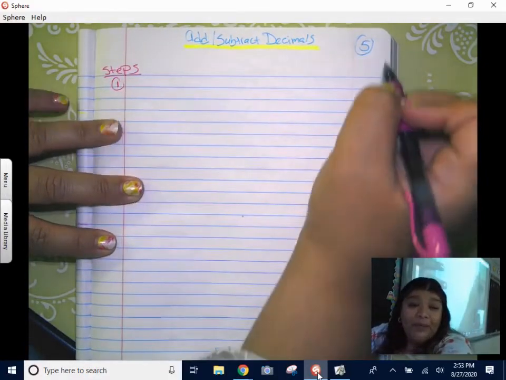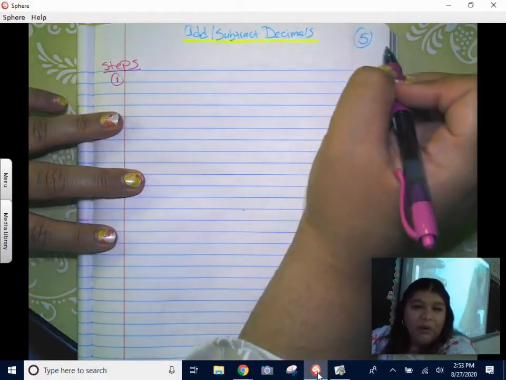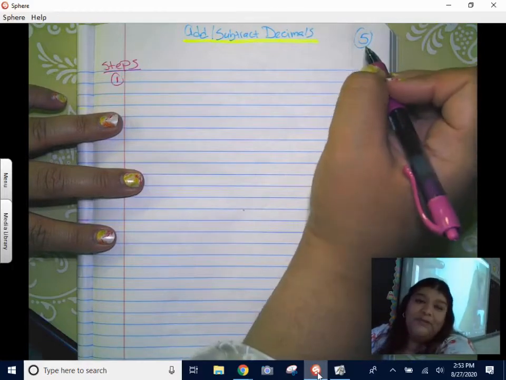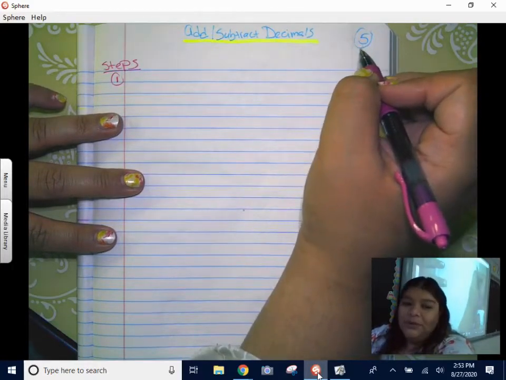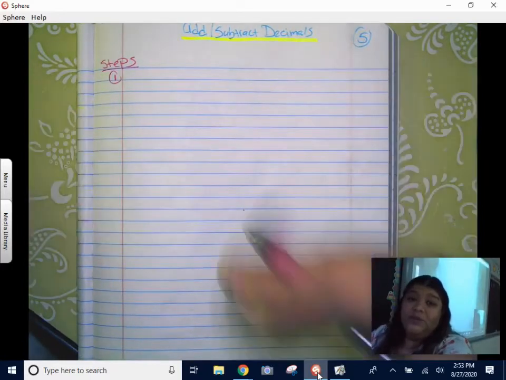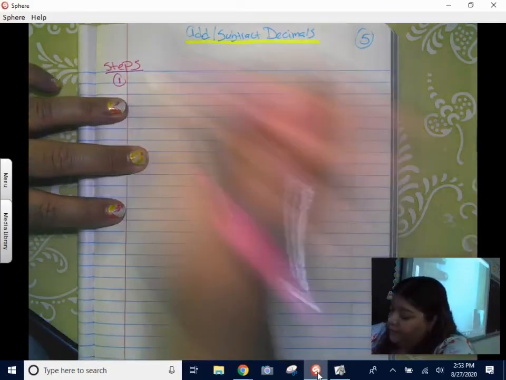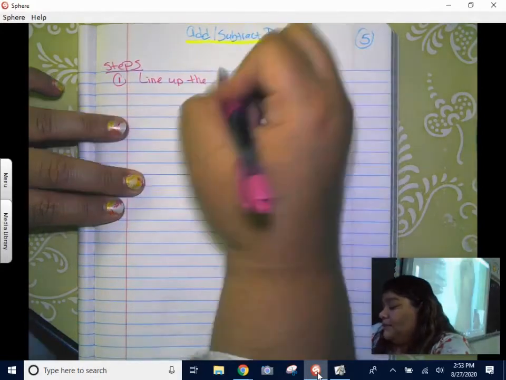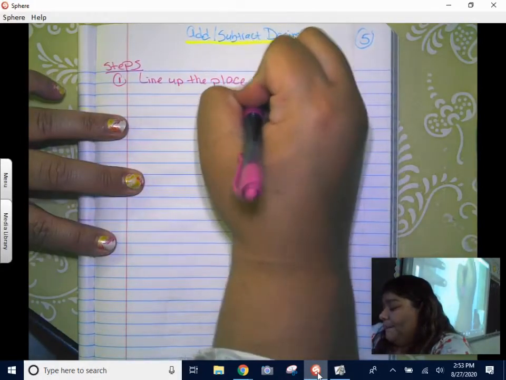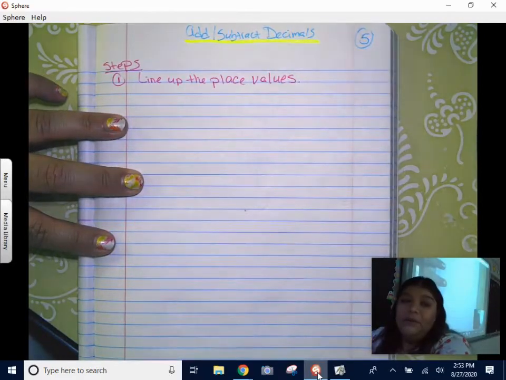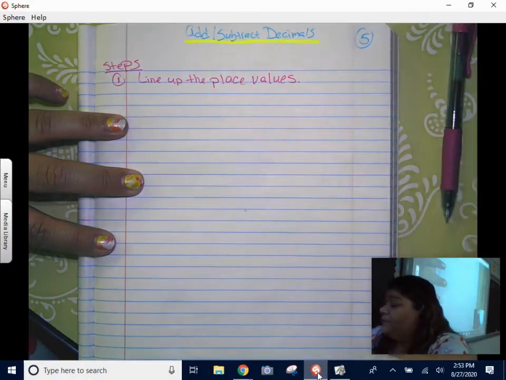Step 1, just like when we compared and ordered last week, remember when we did comparing and ordering? Remember the first step we did? If not, that's what your notebook's for. Go through your notes. You're not writing them just to look pretty. You're writing them so you can go back and refresh your memory and use them on your quizzes and use them on your tests, okay? So step 1, we're going to line up the place values. So just like in comparing and ordering, you're going to line up your numbers based on their place value, okay? Just like before.